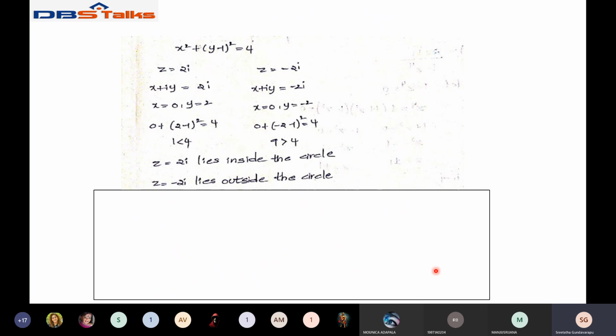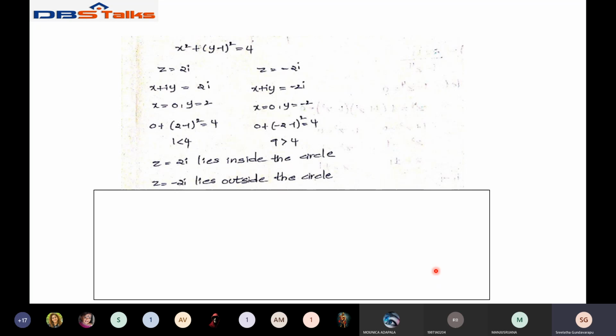The poles are z equal to 2i and z equal to minus 2i. To verify whether these poles are inside or outside, the first pole is z equal to 2i. Then z means x plus iy equal to 2i. Comparing real and imaginary parts, x is 0 and y is 2. Substituting these values in the circle equation, we get 1 less than 4. So z equal to 2i lies inside the circle.